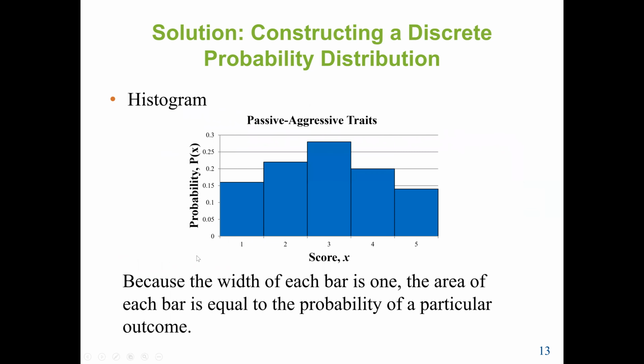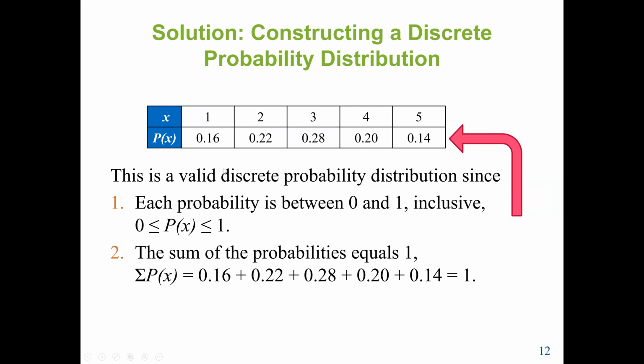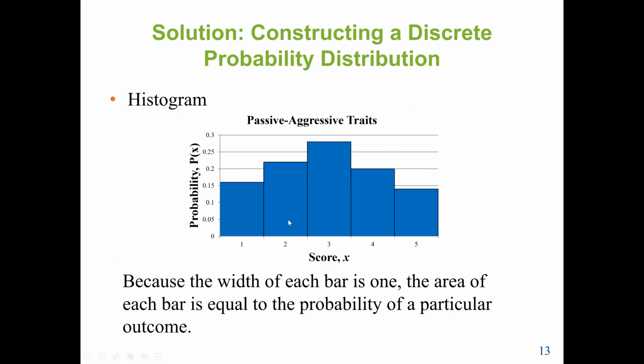Next, they say we should construct the histogram. So from here, we can see the histogram. Again, we have our X values from 1 to 5, so we should get 5 bars. And the probability values will be our vertical axis.